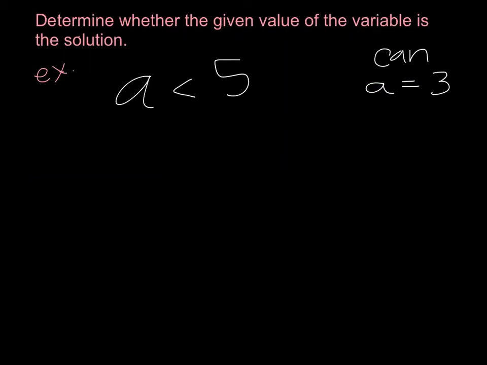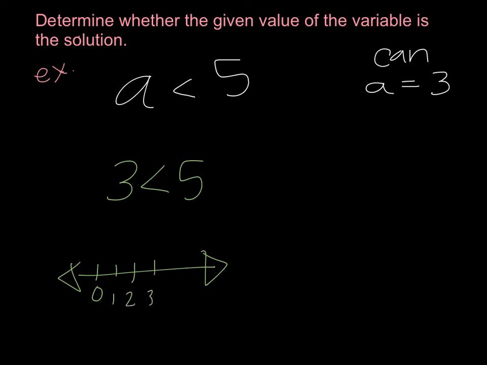So, here's another example problem. You'll see a lot of problems like this. Determine whether the given value of the variable is the solution. So A is less than 5. Can A equal 3? Well, all I do here is substitute it in. 3 is less than 5. Is that true? Hopefully you just know off the top of your head, but if you need to, you can draw a number line. 3, 4, 5. 3 is less than 5 because it is to the left on the number line. So, yes, this is a solution.